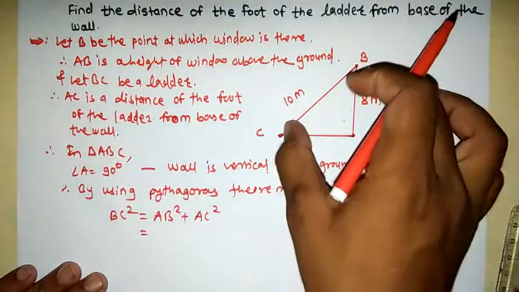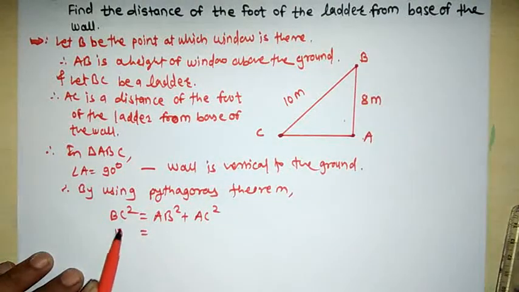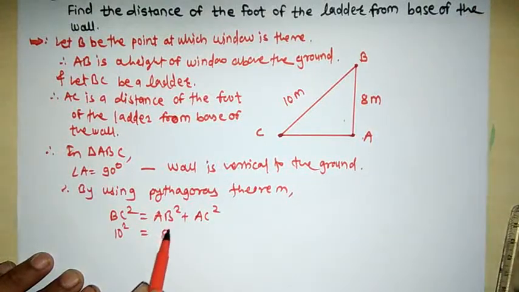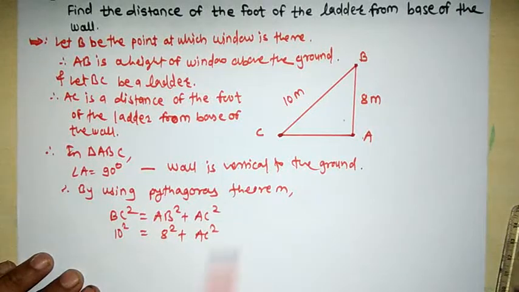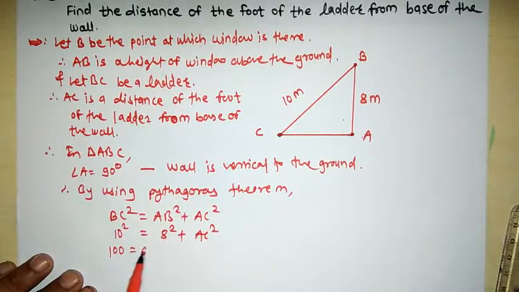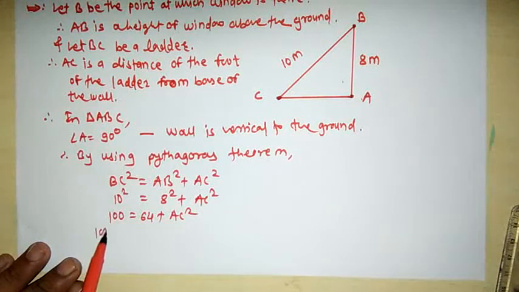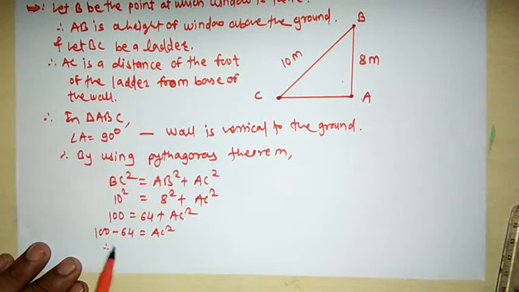Then what is the value of BC here? BC is 10. Put here 10 square is equal to AB. What is the value of AB here? AB is 8. 8 square plus AC, we don't know, put as it is, AC square. Then 10 square is equal to 100, 8 square is equal to 64 plus AC square. Send this 64 towards the left hand side, it will become minus. Therefore 100 minus 64 is equal to AC square. Therefore AC square is equal to 100 minus 64, which is 36.